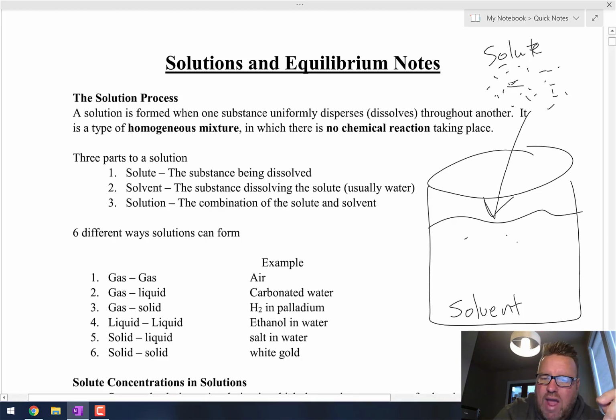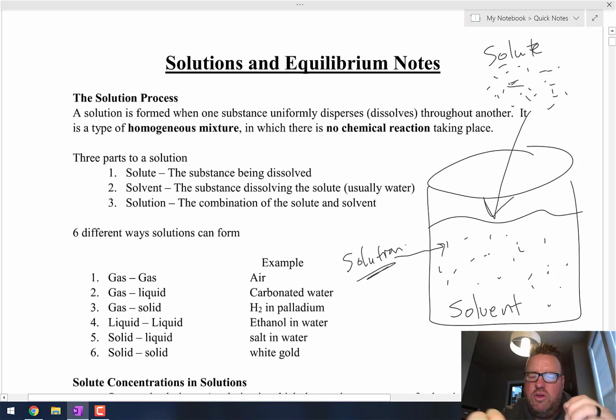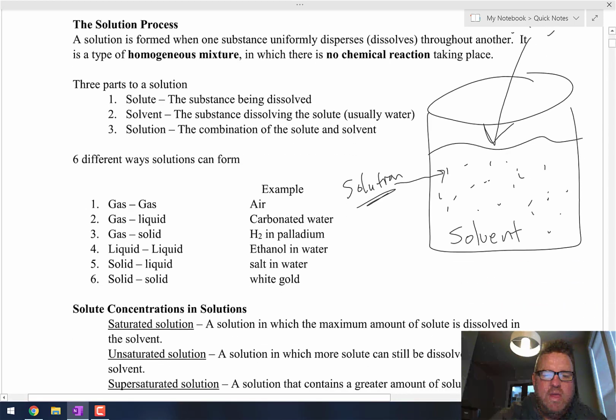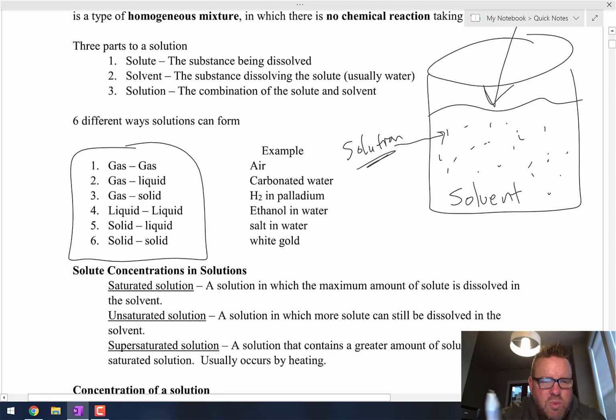Once you have the salt or the sugar in here, now you've got the solvent and the solute mixed together. Both of those together make up the solution. So the solution is the combination of the solvent, the water normally, and the solute, the salt, the sugar, whatever it happens to be. Here's just a few examples of different types of solutions, but the main one that we talked about is taking a solid like sugar or salt and putting it into water.